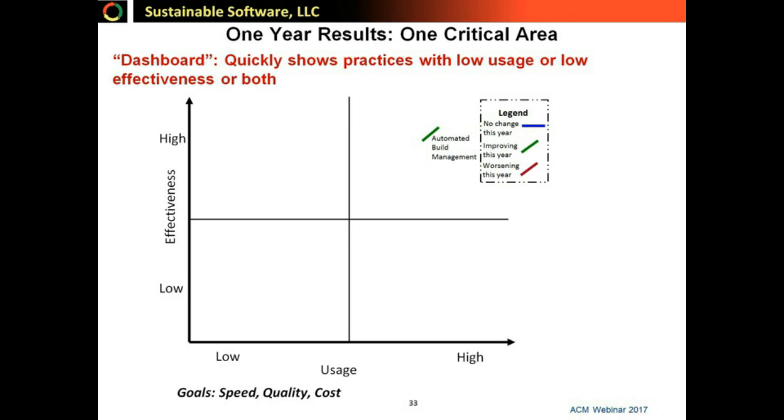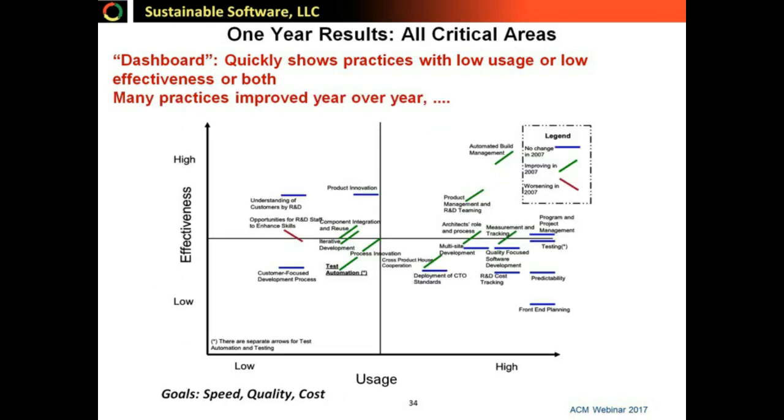This is the full analysis. It's a one-year, one-page snapshot from 2007, and shows over 20 practice areas. This is analysis, again, that we were uniquely able to provide. It was comprehensive. It was data-guided.